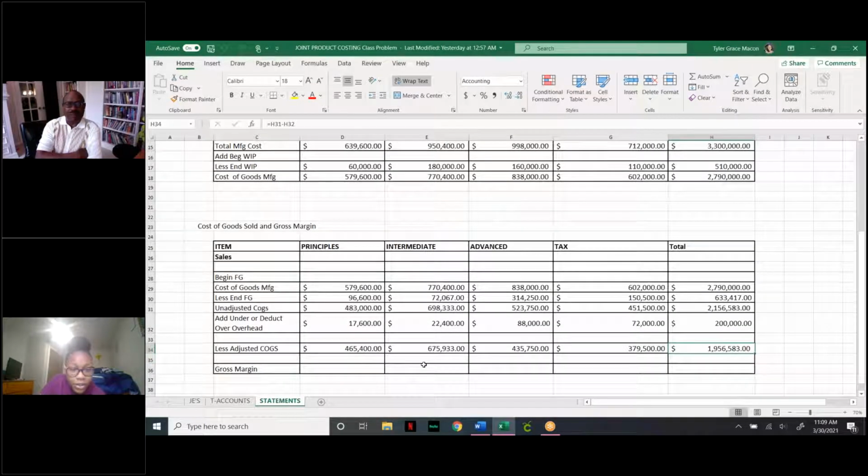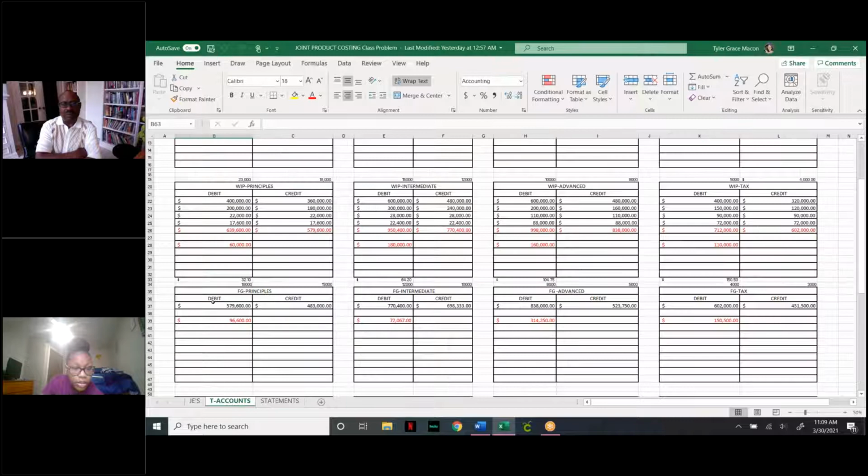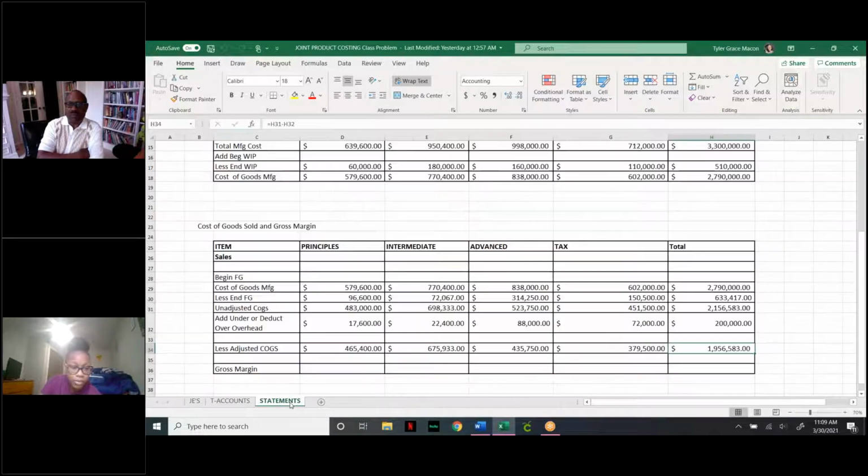This part I got confused because, yeah, I don't know if I did it right. But what I did was for cost of goods manufactured, I took these numbers and put it here and then totaled that up. And then the less ending finished goods, I also got that from the finished goods chart. So all of these red numbers. And then the unadjusted cost of goods sold was me subtracting the 96,000 from 579,000.